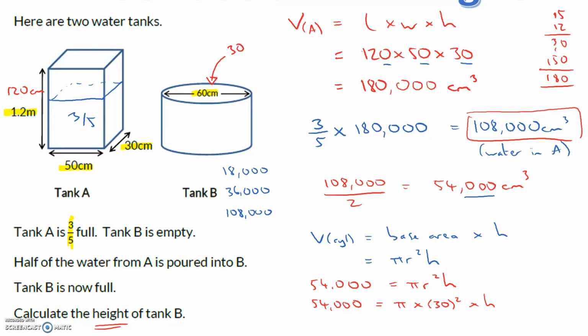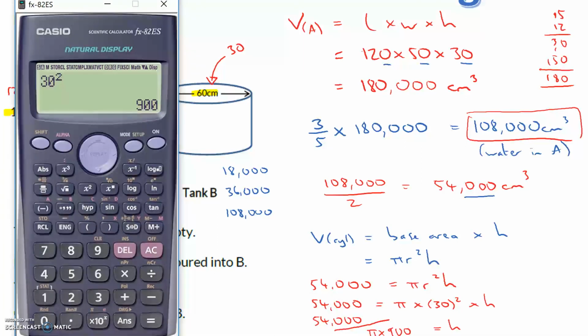Now what are we going to do? Right, now we can say, well, if we rearrange this, then 54,000, I'm running out of space, all divided by pi times 900, that's going to give us h. Okay, so what do we get? We get 54,000 divided by pi times 900. Now, you could have used your fraction button, got it to look exactly like the fraction I'd written on the page. You could have done this in steps.